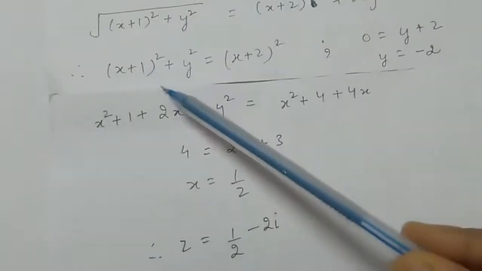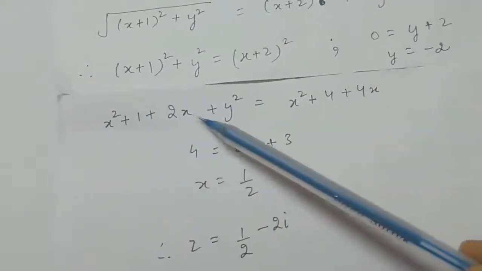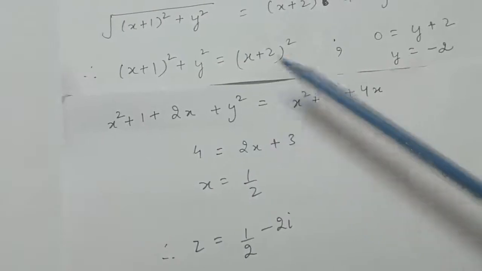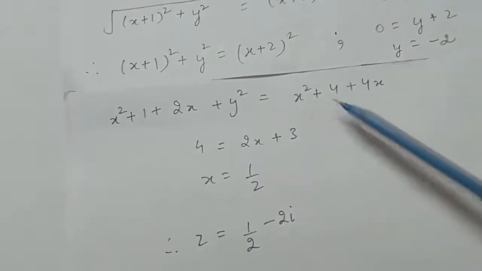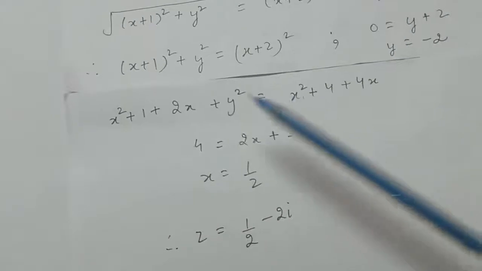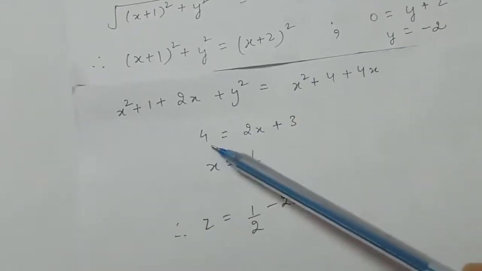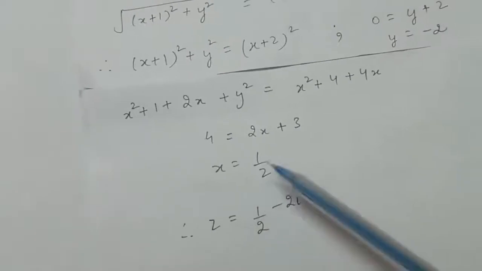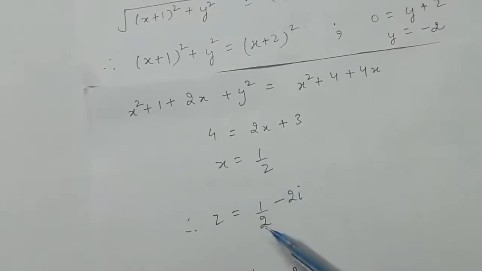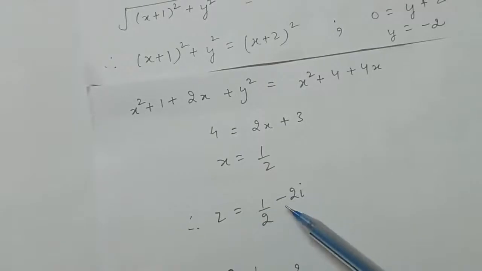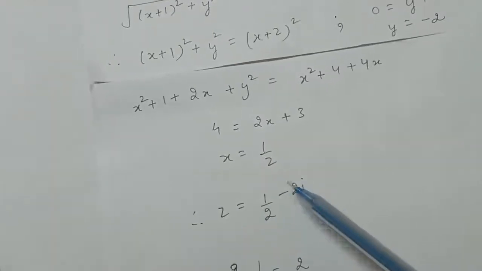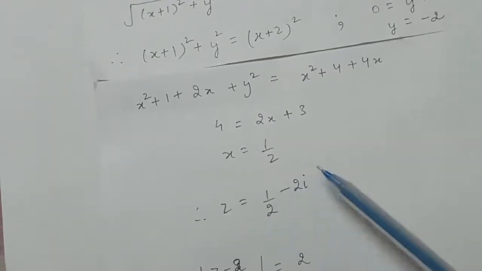Now open this square. So it will be x square plus 1 plus 2x plus y square equal to, open this square also, x square plus 4 plus 4x. Also in place of y square, now using this value, you will get y square as 4. So you will get the value of x as 1 by 2. Therefore z will be x plus iota y, y is minus 2 and x is 1 by 2. So z will be this.